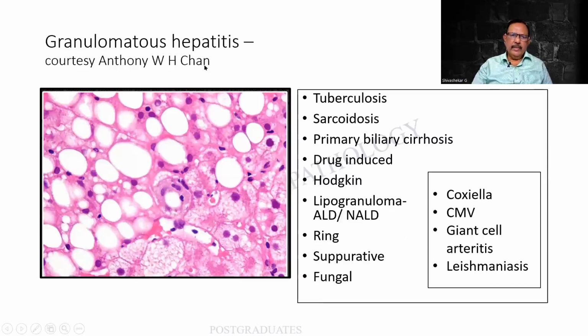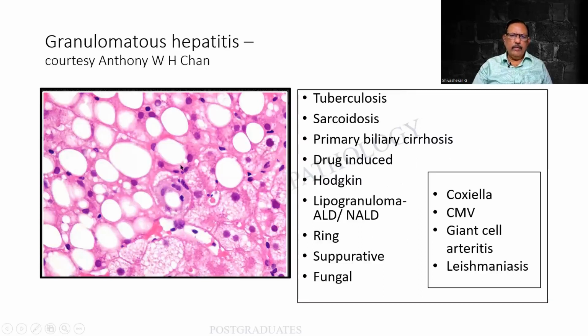Granulomatous hepatitis, courtesy Anthony Chan. Beautiful set of pictures this doctor has given. This can be in a case of, as I told you, the granuloma can be tuberculosis, sarcoidosis, biliary cirrhosis. Hodgkin sometimes can have granulomata, suppurative, fungal.